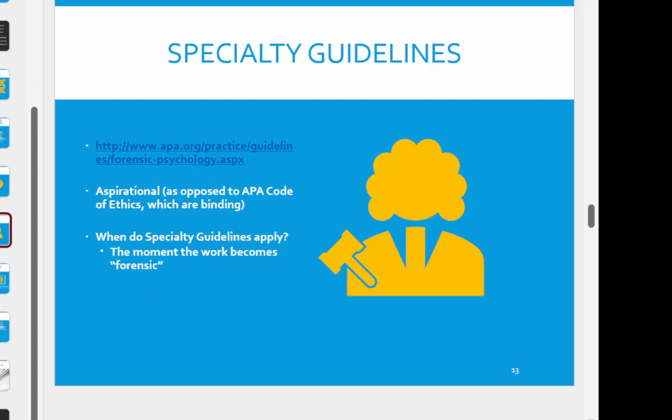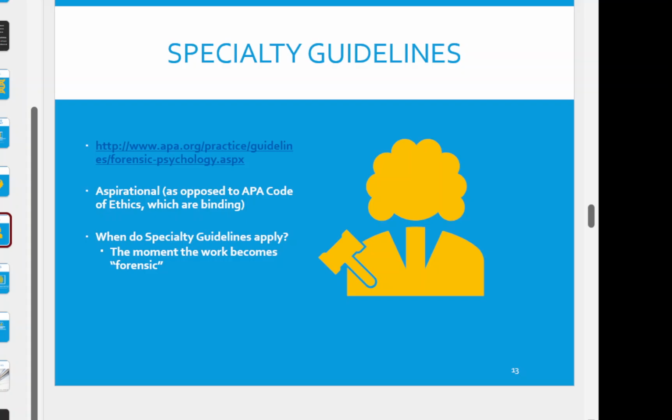So let's move on to our specialty guidelines that apply for forensic psychologists. Specialty guidelines for us are crucial because they provide a framework for ethical and professional conduct in the field that deals with complex legal, psychological, and ethical issues. These guidelines ensure that forensic psychologists operate in a manner that is consistent, objective, and respectful of both forensic and psychological principles. We need to ensure competency.